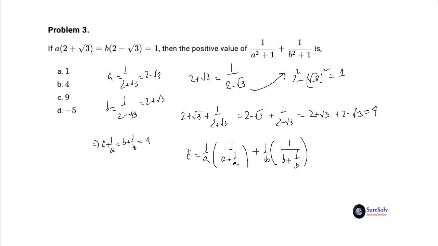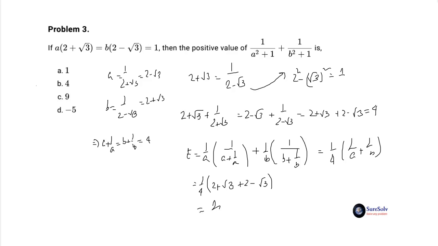Substituting this result in the direct expression, E equal to 1 by 4 times (1 by a plus 1 by b) equal to 1 by 4 times (2 plus root 3 plus 2 minus root 3) equal to just 1. Answer is option A, 1. Easily solved in mind. Let's solve the next problem.